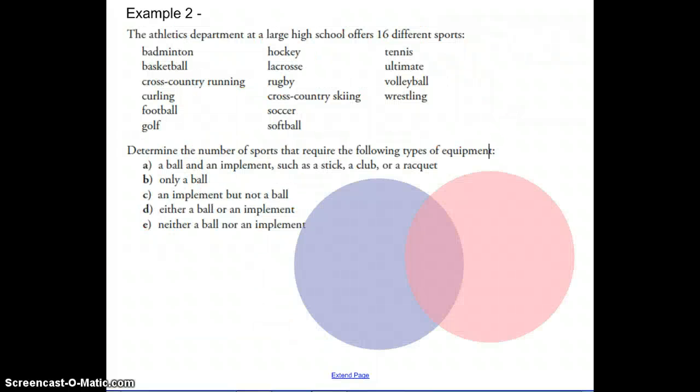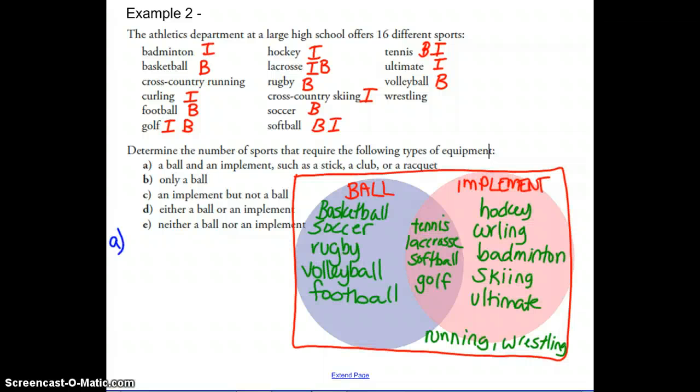Example 2. Here we've got all these different sports. We want to figure out which ones require a ball and an implement, such as a stick, club, or racket, only a ball, an implement, not a ball, and etc. So once we've categorized all of these items, then we'll put them into a Venn diagram. And your Venn diagram should look like this. Now we'll start with question A. What is the number of items in each of these sets?